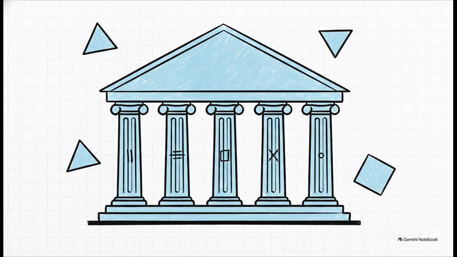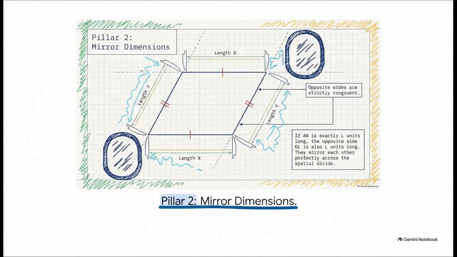Okay, let's actually break these down visually, because seeing them in action really makes all the difference. Okay, look at this. This brilliantly illustrates pillar 2, mirror dimensions. Because our top and bottom lines are parallel, and our left and right lines are parallel, the distance between them is completely locked. What that means is the opposite sides are strictly congruent. They are literally perfect mirror images across the spatial divide. So if the top side is exactly length x, well, the bottom side has absolutely no choice but to also be length x. If the left side is length y, you guessed it, the right side is length y. It's just an inescapable architectural law.